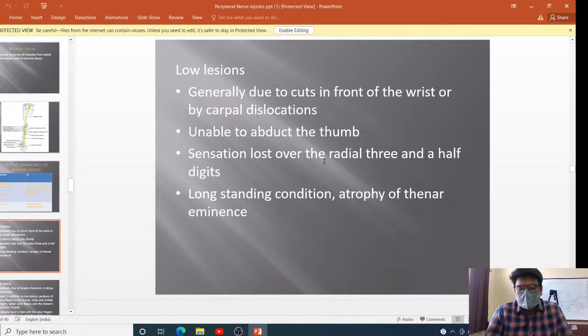So in low lesions, maybe due to a cut injury in front of the wrist or carpal dislocation, the patient is unable to abduct the thumb, sensation is lost over the radial 3½ fingers, and a long standing condition gives rise to atrophy of the thenar eminence.